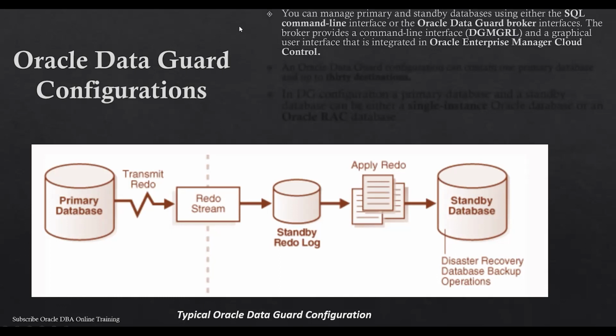So this is your typical Oracle Data Guard configuration. The next thing is that you can manage your primary and standby database in various ways. One way is using SQL commands through the SQL command line interface, or you can use the Data Guard broker. The Data Guard broker consists of the DGMGRL utility through which you can manage it. Apart from that, you can use Oracle Enterprise Manager Cloud Control.